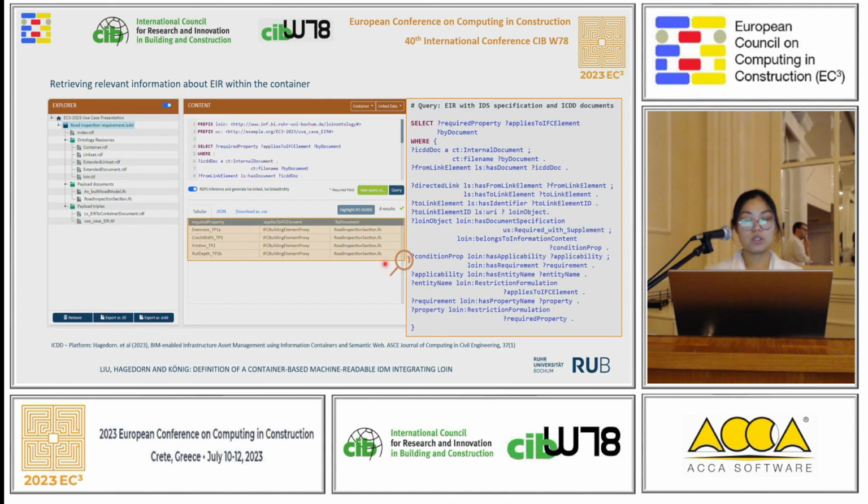Another example shows which information should be delivered by the contractor in relation to the real document in the ICDD. The query result shows 4 properties are required and should be applied to the IFC building element proxy using the IFC model road inspection section. So now I'm finished with the evaluation and would like to give back to Philipp for the conclusion.